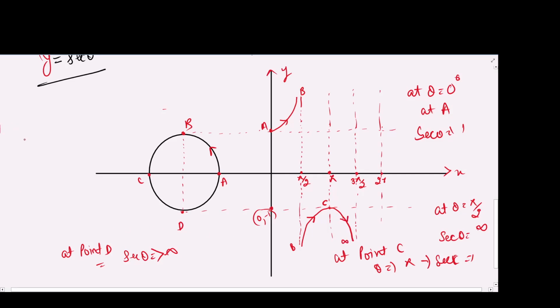Now last at point A, theta is 2 pi. So sec theta is 1. So again from infinity, from point D, sec theta decreases from infinity to 1. So this is again A. So this is infinity. So this is a plot of sec theta.